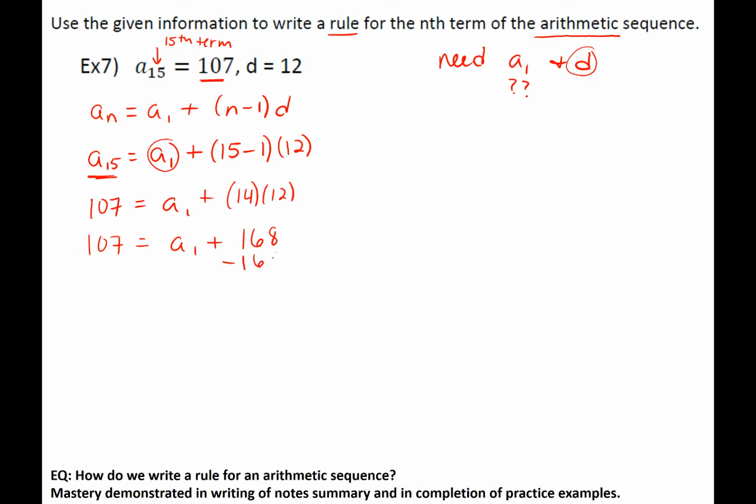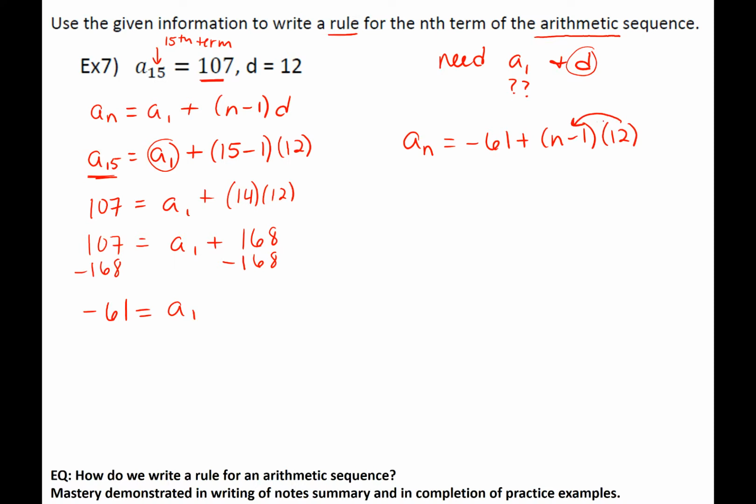Then subtract 168 from both sides. And what is that? Negative 61, I think. Awesome. And there's our a sub 1. So then we can take that. Now we know a sub 1. We can go back and actually write the rule. So when we are writing the rule, we only plug in the a sub 1 and the d. So negative 61 plus n minus 1. And then my d is 12.